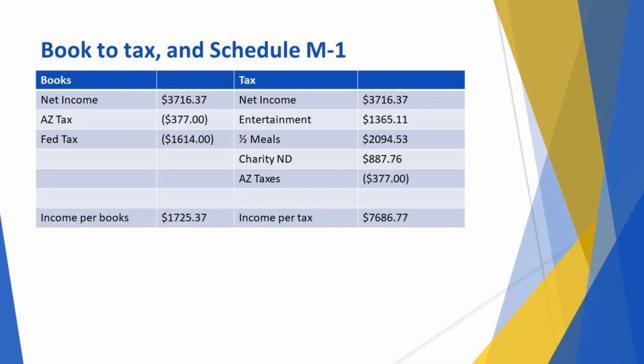On the tax side, we need to add back items 1, 2, and 3. We have a net income of $8,063.70. That net income results in federal taxes due of $1,614 and Arizona taxes of $377. The $377 is deductible, so our 1120 will show net income of $7,686.77.